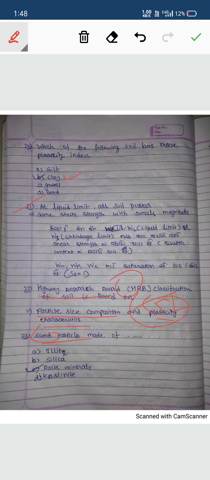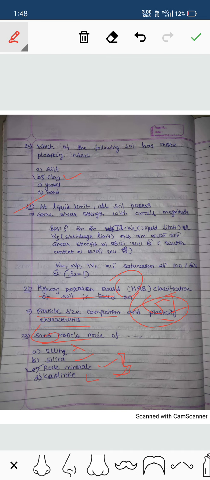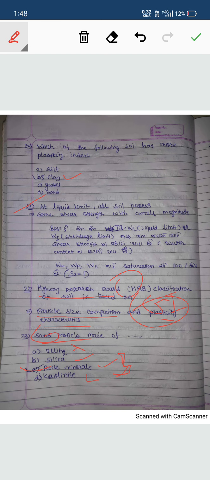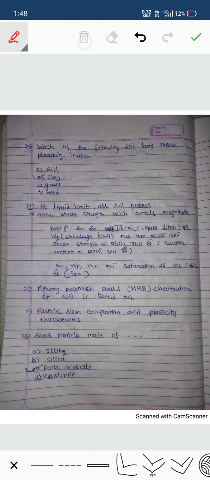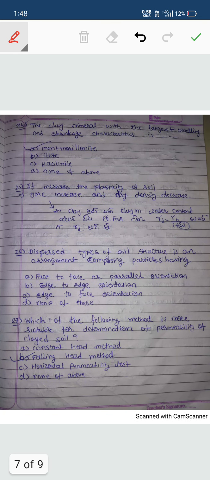Sand particles are made of clay minerals or silica, maybe. Kaolinite is not a correct answer. The answer is from two options. Silica is the wrong answer and rock minerals is the correct answer. The sand is made from rock minerals. So now move forward.